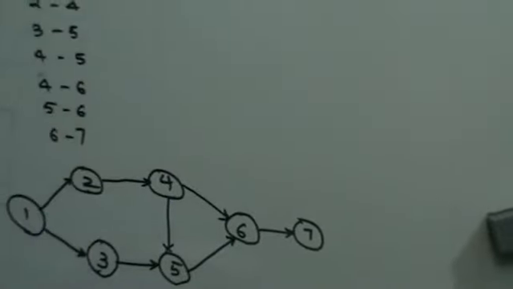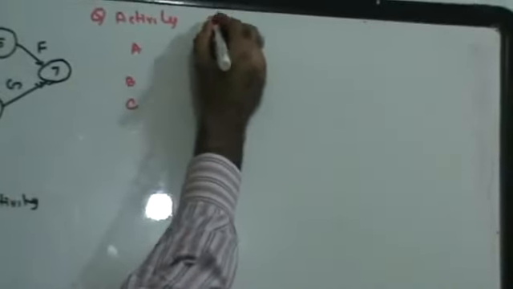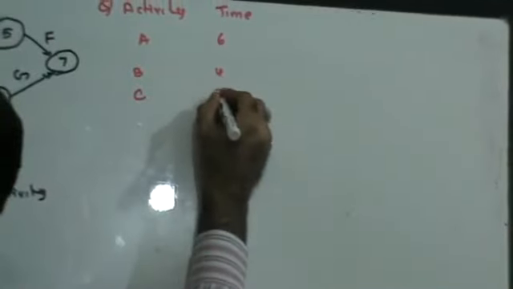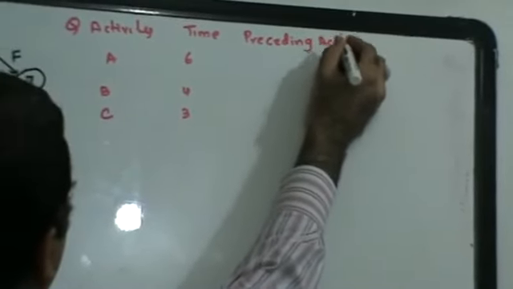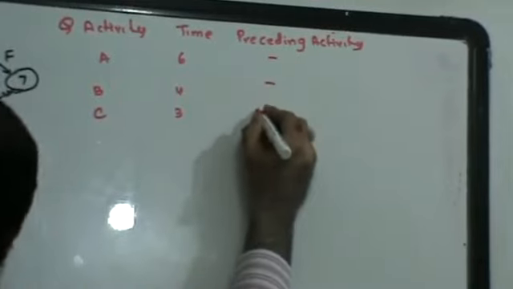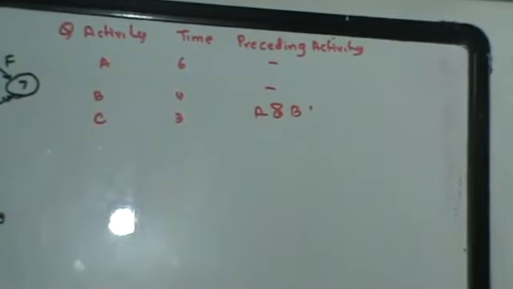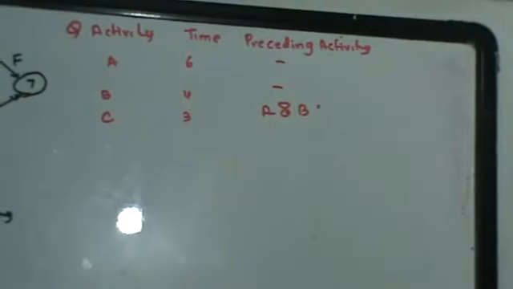Next, let's see another sum. Activity A, B, C, time 6, 4, 3, preceding activity: A and B, right? Let's try to see the network diagram for this. Now, let's see the network diagram.